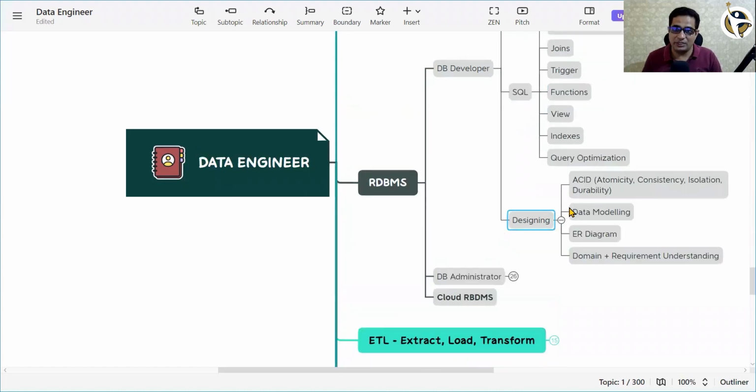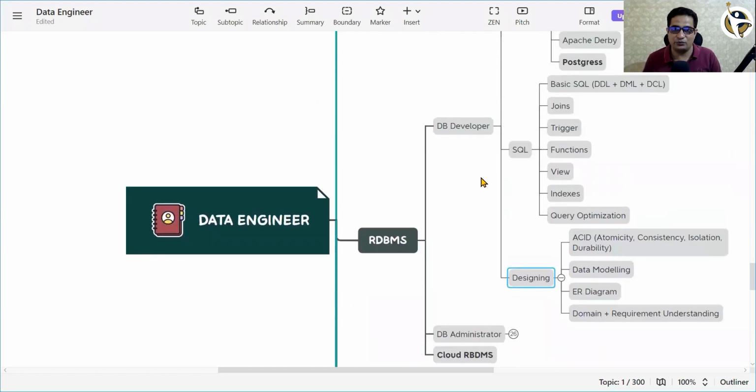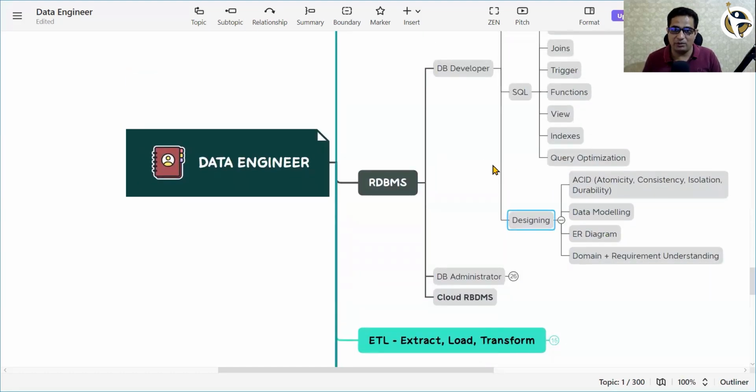And when it comes to the designing, you need to have a basic understanding of ACID properties, data modeling, diagrams, domain, and its requirement understanding. So in whichever domain you are working, you need to understand all the entities and how to convert that domain understanding into actual low level designing. That's where these things are very useful. So that is about the DB developer path.